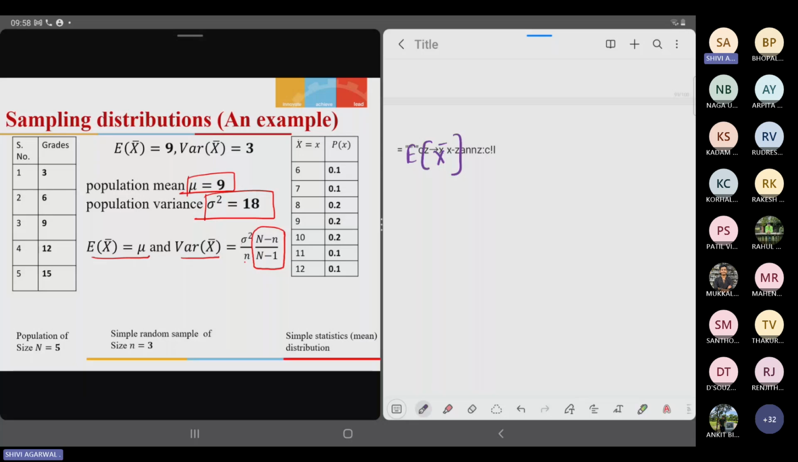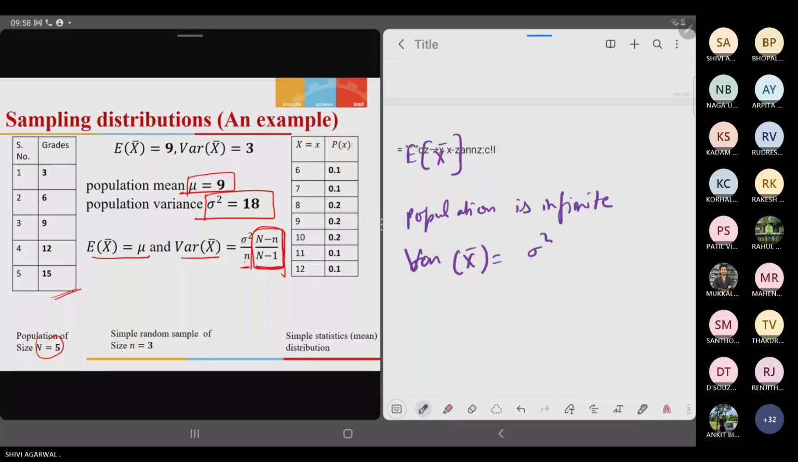So when our population is finite, capital N, we are using this finite correction, that is capital N minus small n upon capital N minus 1. And otherwise it is sigma square by n when the population is infinite. So we are just saying here that variance of x bar becomes only sigma square upon n. It is because of the finite population that this correction is there. Okay, we have to repeat it again.